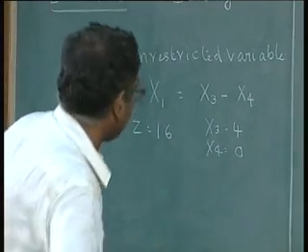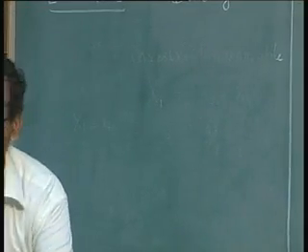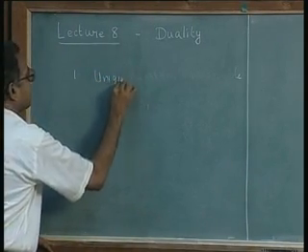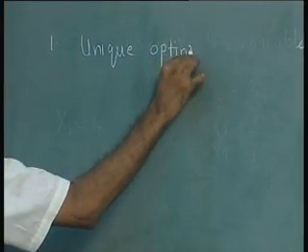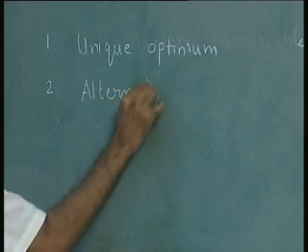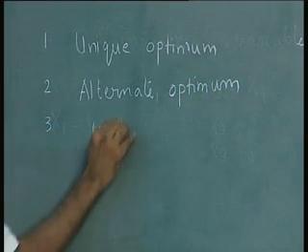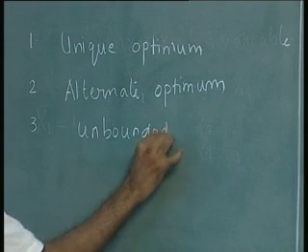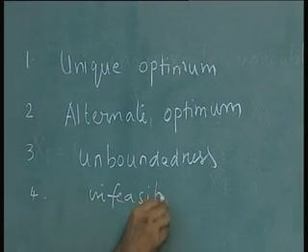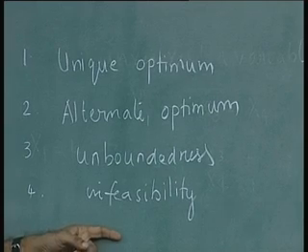Now, once again in the last lecture we looked at the various termination conditions, and let's have a quick recap of these before we move to the next topic. The various termination conditions were for unique optimum, alternate optimum, unboundedness, and infeasibility. We looked at these 4 termination conditions in the last lecture.